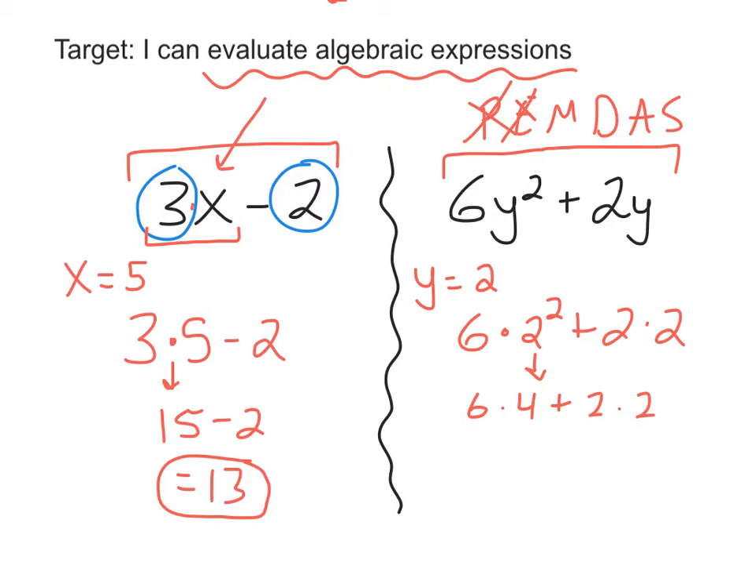Exponents are done. Multiply and divide comes next, and I have two multiplies. I'll do them both at the same time because they're what comes next. 6 times 4 is 24, plus 2 times 2 is 4. My last step is to add, I get 28. So that's evaluating it.